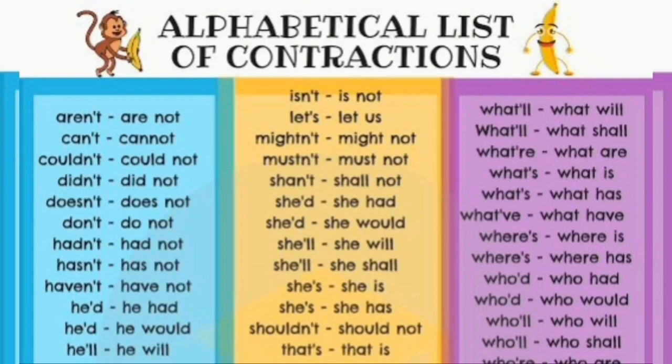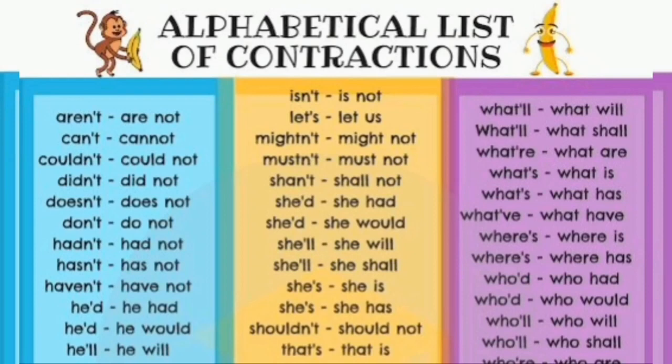Are not becomes aren't. Cannot changes to can't. Could not becomes couldn't. Did not changes to didn't. Does not becomes doesn't. Do not changes to don't. Had not becomes hadn't. Has not changes to hasn't. Have not becomes haven't.